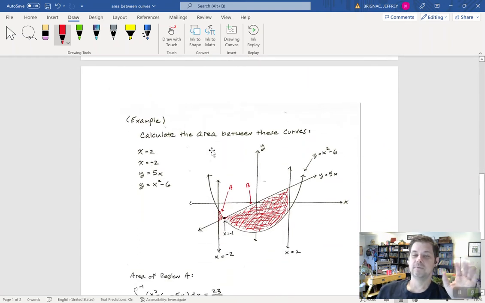Now, part two will be to do this example here. I actually took this one from the assignment that I created on my MyMathLab. On the assignment, there's no picture given. It just says calculate the area between these curves: x is 2, x is negative 2, y is 5x, and y is x squared minus 6. No picture is given. It's up to us to figure out what that picture is.